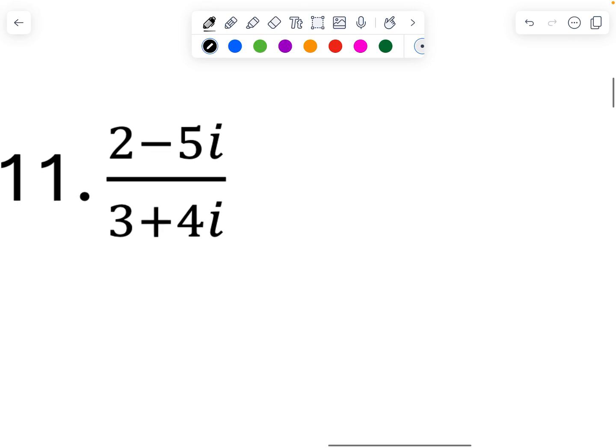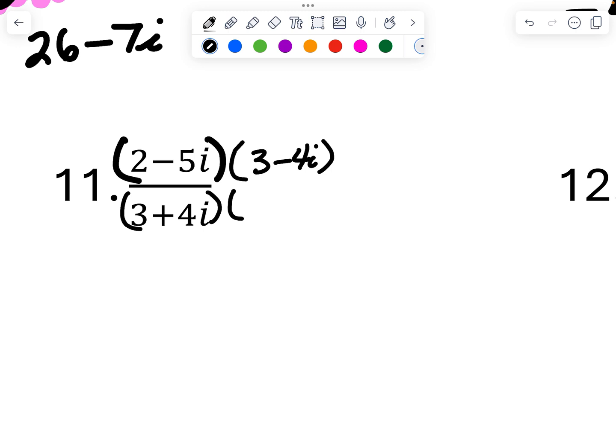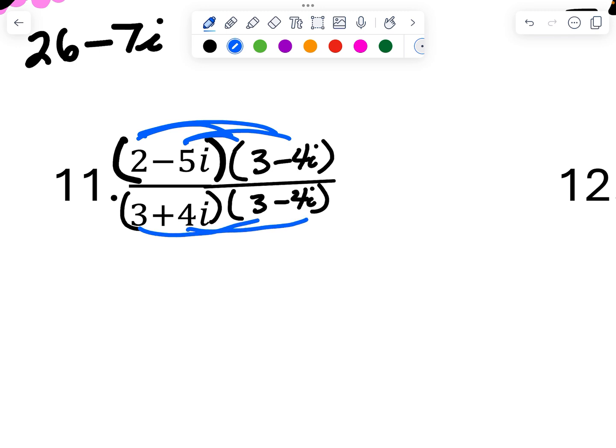All right, over here, we want to get the i out of the denominator because we're not allowed to have i's in the denominator. So we are going to multiply the numerator by the conjugate of the denominator, 3 minus 4i. And we are going to multiply the denominator by the conjugate of the denominator, which is 3 minus 4i. And then we are going to do the distributive property with the numerator and the denominator.